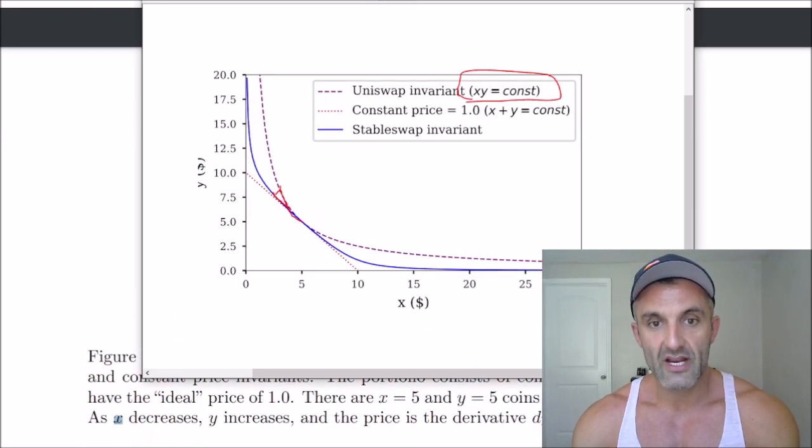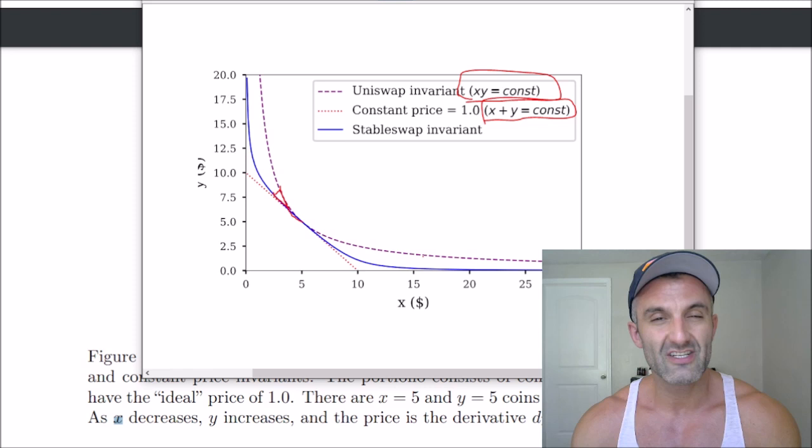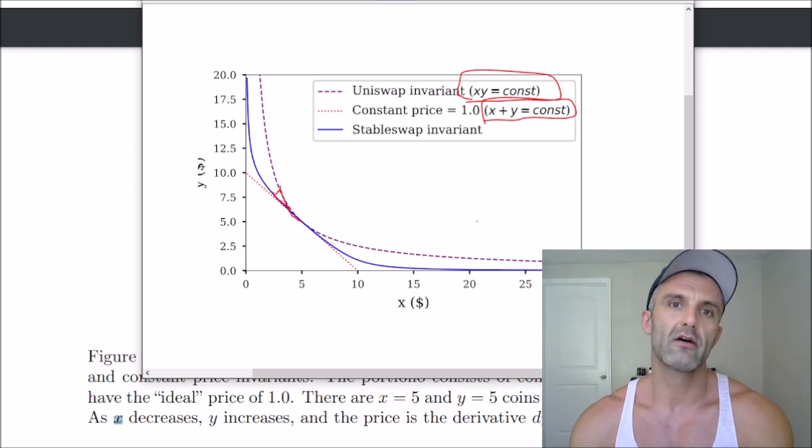But effectively, by changing the formula, and it's also not going to be just this constant sum, where you do x plus y, they're able to create a formula that allows people to save a boatload of slippage.